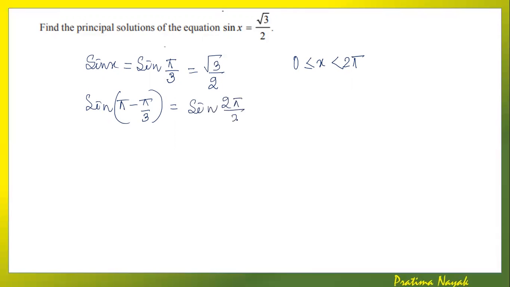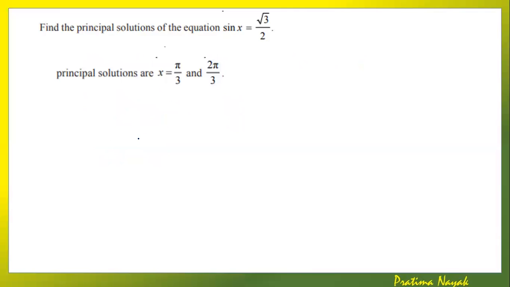So what are the values? One principal value is pi by 3, another principal value is 2 pi by 3. So this is the answer of this question. The principal solutions are x equal to pi by 3 and 2 pi by 3.